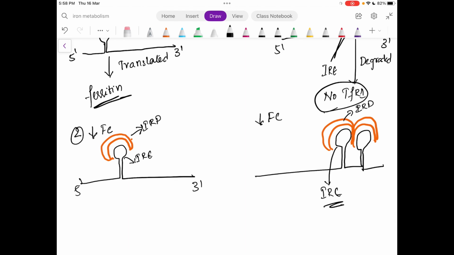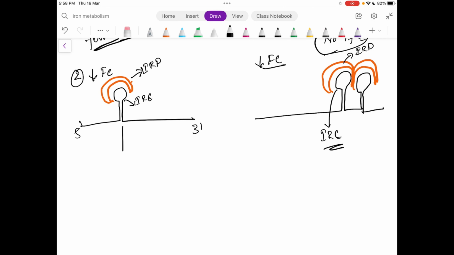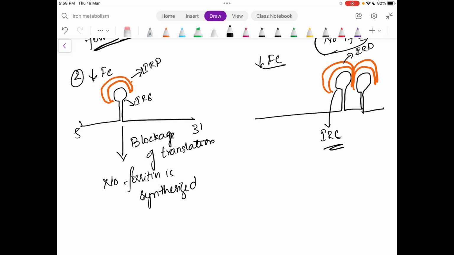Whenever iron is decreased, this condition will happen. That means there will be blockage of translation, and no ferritin is synthesized. What happens here? There will be translation, and TFR1 is synthesized. Whenever iron levels are low, you require more transferrin 1 receptors so that iron will be taken up inside.